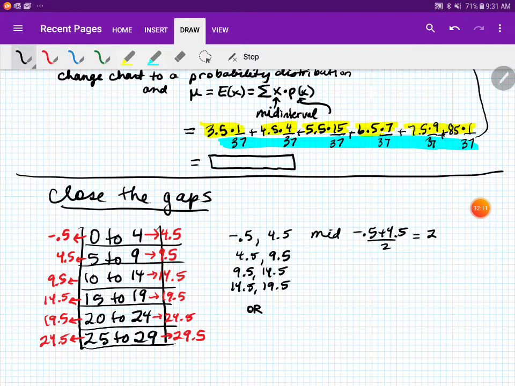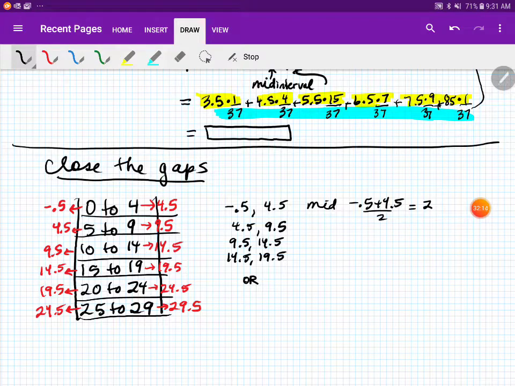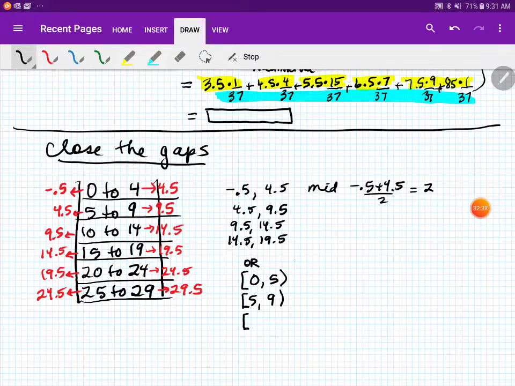What some people do, and it's kind of up to you, is make it like this: bracket, and then I don't pick 4, I change it to 5, and I just move everybody up. So I could do this, and then 5 to 9, parenthesis. This is another way to close the gap. Except that wouldn't be 9 then, right? That would be 10. And then basically you pick the lower bound of the next one.